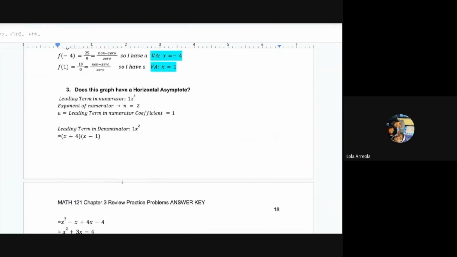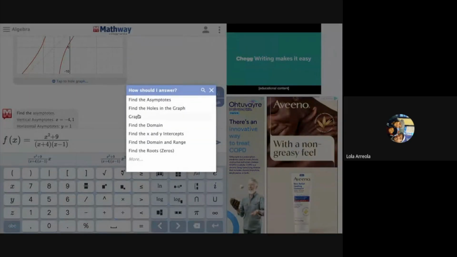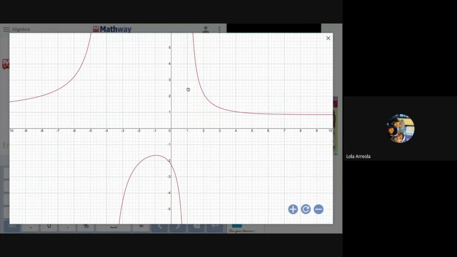So if I were to graph this entire function, x squared plus 9, and we see everything all together, we have x equals 1, that's one vertical asymptote, and x equals -4, that's another vertical asymptote that we solved for. We have a horizontal asymptote at y equals 1. And do I have any x-intercepts? No. The red graph is not crossing or touching the x-axis.